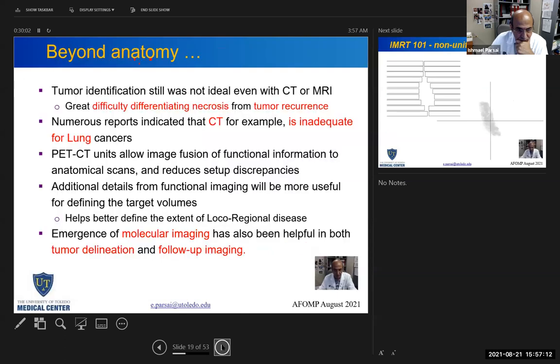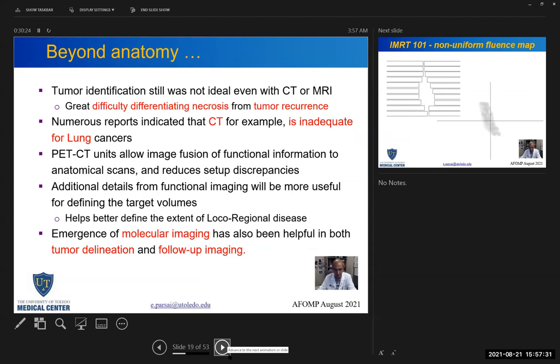Beyond anatomy, tumor identification still needed more work outside of MRI. We still have great difficulty differentiating, for example, the necrosis issue from the new tumor recurrence, particularly in the brain.